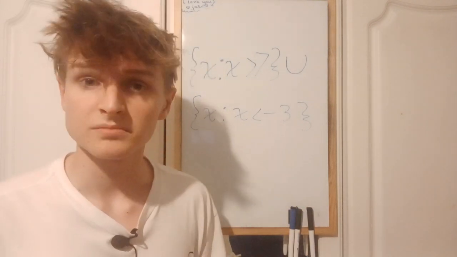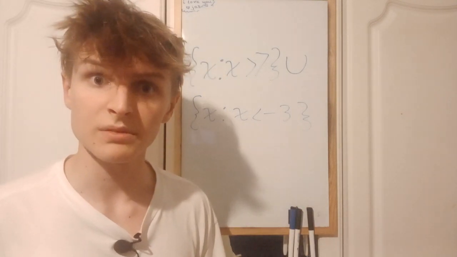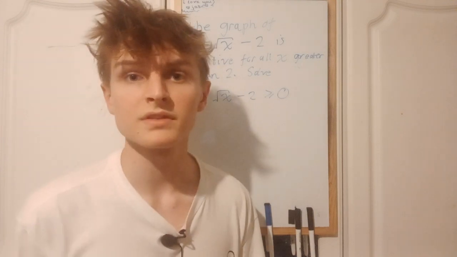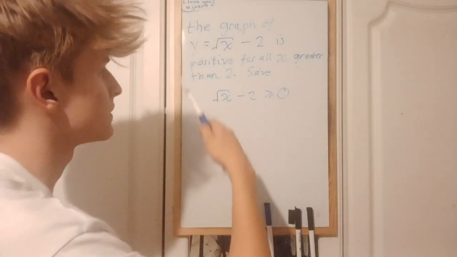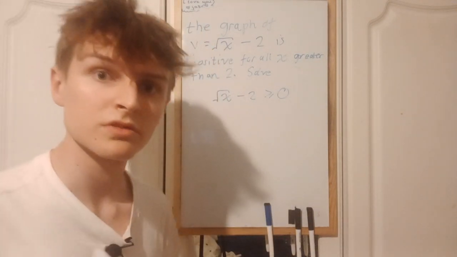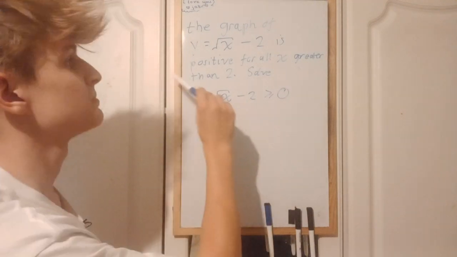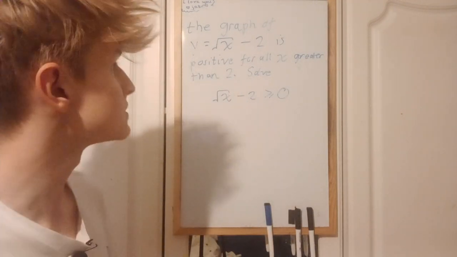So that's great. Let's get into some examples, shall we? Okay, my boys, this first one here goes like this. The graph of the function y equals the square root of x minus 2 is positive for all x greater than 2.